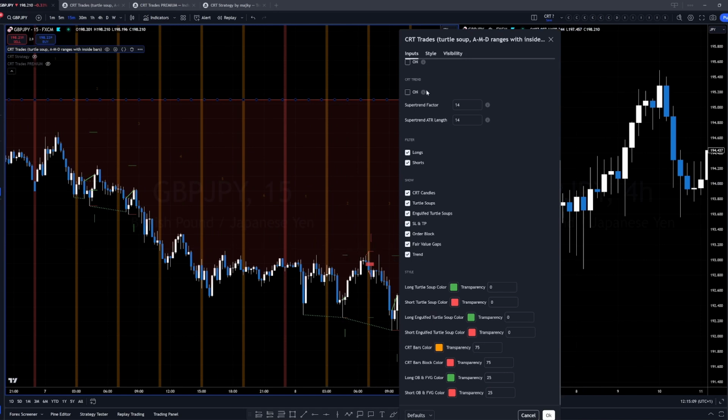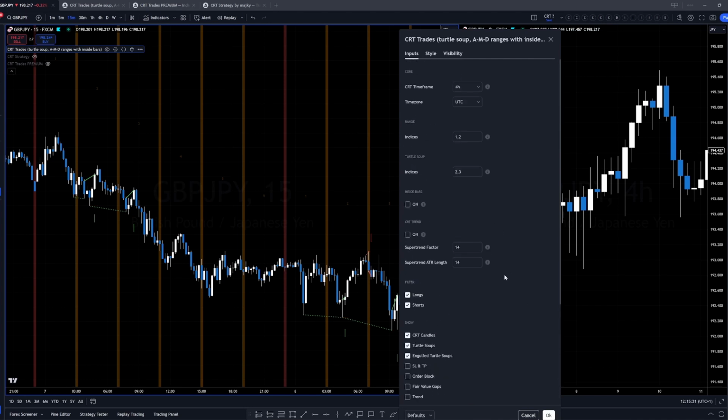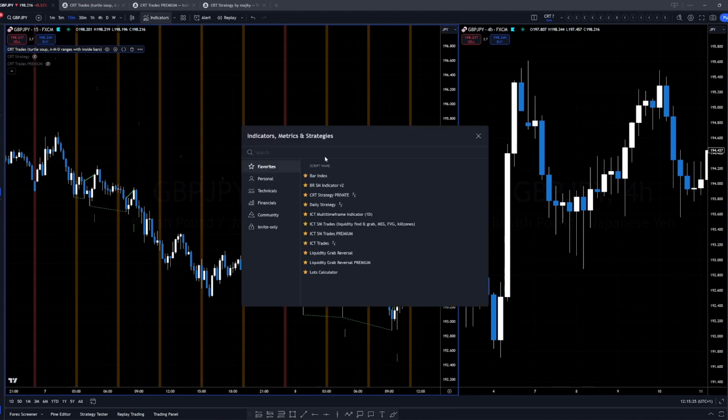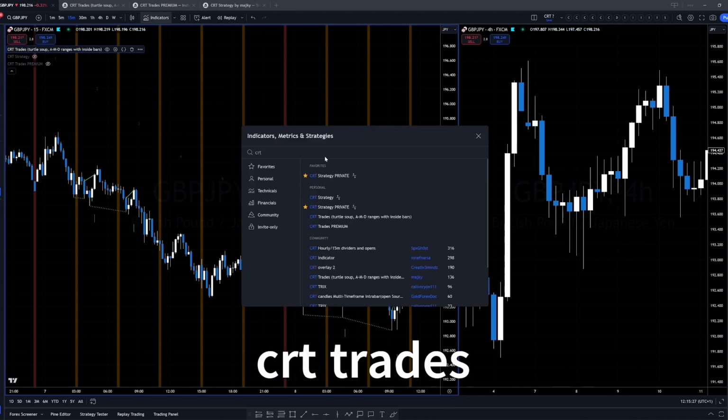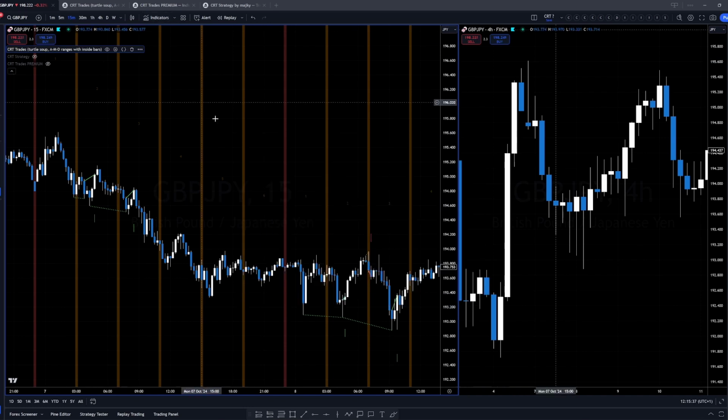So this trend is based on the higher time frame, or the CRT time frame. Okay, so this is the free indicator explained. You can also change some colors if you want. You can find the free indicator by typing CRT Trades, and here you can find these CRT Trades by Mikey, and you can add it to your chart for free.